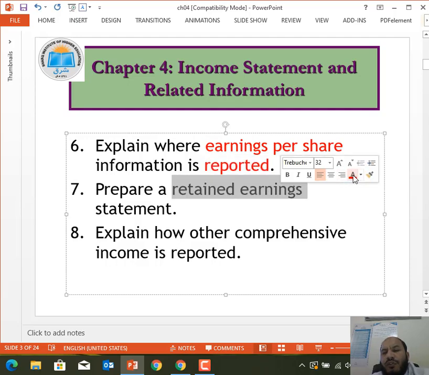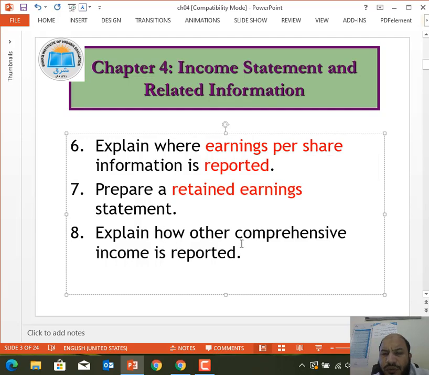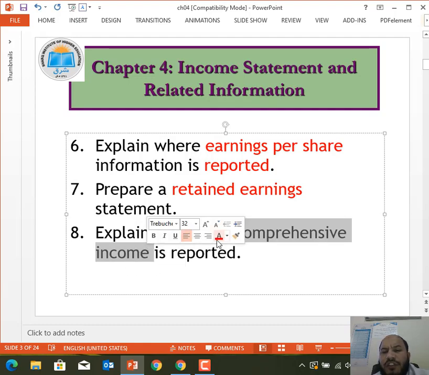So you will be able to develop the retained earning statement, and the retained earning calculation method is what we have done. If it is needed, we will again explain about the retained earning, how to calculate it. And the last one, we will be able to report the comprehensive income statement, how to develop a comprehensive income statement.